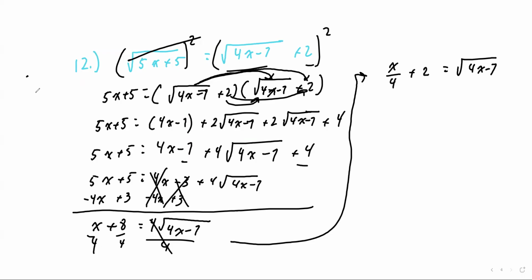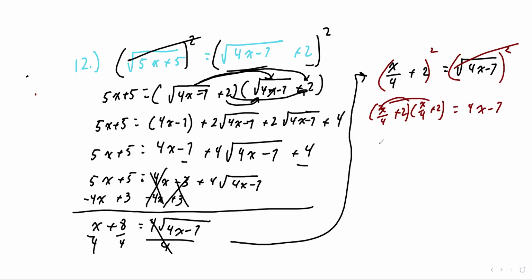Now at this point, I have the radical isolated, so now I can square this again. So when I do that, I get x fourth plus 2 times x fourth plus 2. This would cancel, and I'm now left with 4x minus 7. Distribute, so I do get x squared over 16 plus x half, because 2 times 1/4 would be a half, plus x half plus 4 equals 4x minus 7.